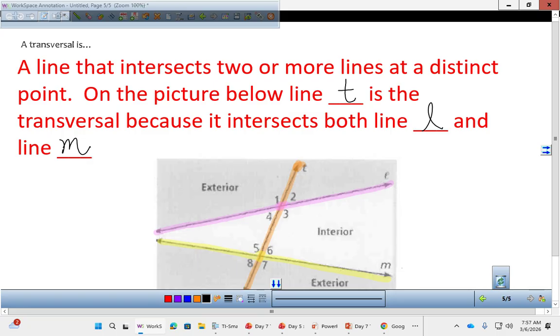A transversal, think T, 2. Transversal has to hit 2 lines. It could hit 3, and it's a transversal. It just has to hit at least 2.